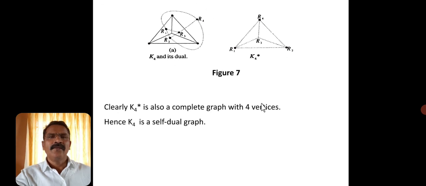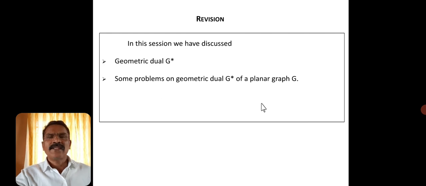Now, what have we discussed in this session? In this session we have recapitulated the construction of the geometric dual, and we have defined the self-dual of a graph. Then we have discussed some problems based on the self-dual. So, how to construct the geometric dual, and what is the self-dual of a graph? If the graph G and its G star are both isomorphic, then the graph G is called self-dual. And we took some examples based on these concepts.